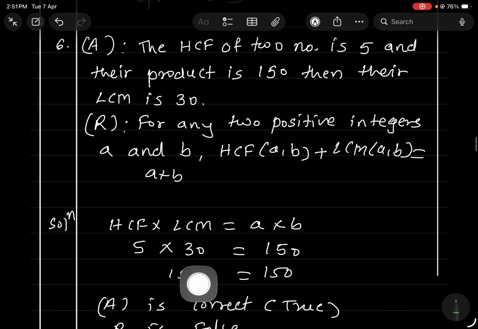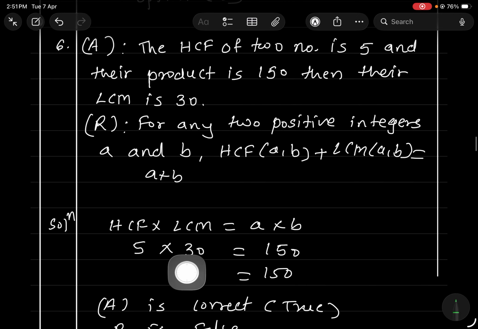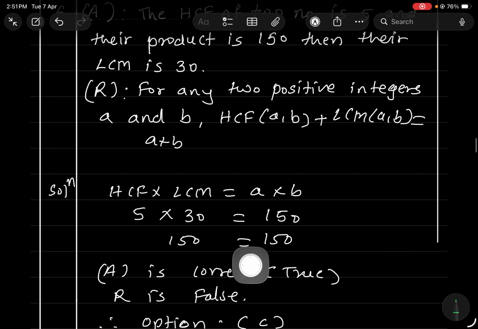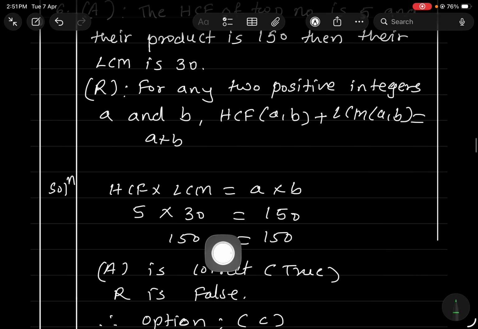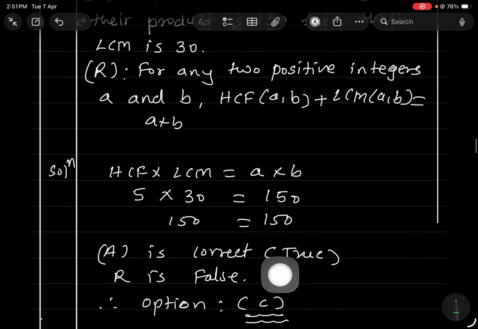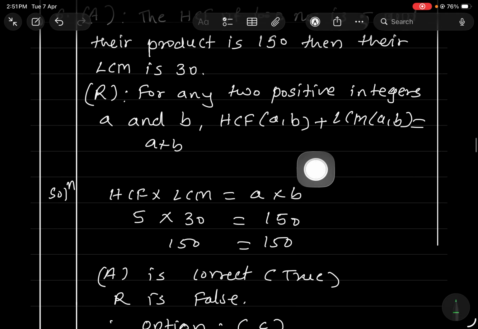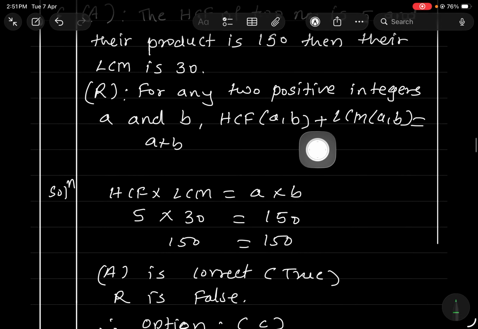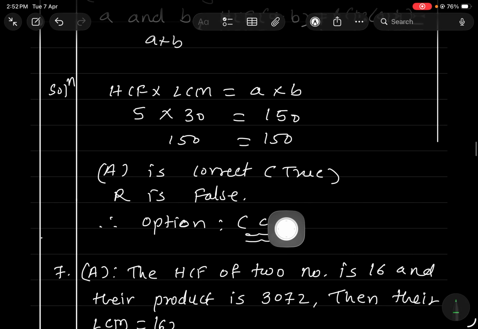HCF is 5, LCM is 30, and A into B means 5 into 30, which is 150. So this is also 150. So this is correct, your A is correct, but in R, plus is given. See, plus. So check that, don't get confused between multiplication and plus. Here plus is given, this means R is not correct, or it is false. So option C will come.